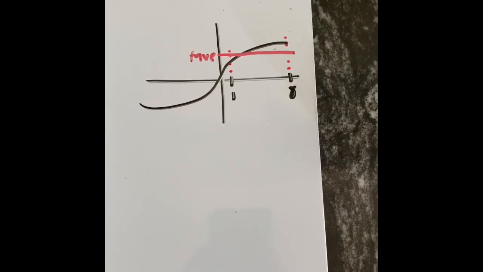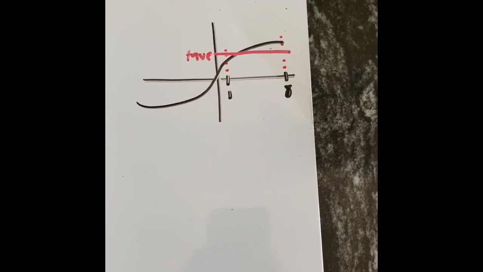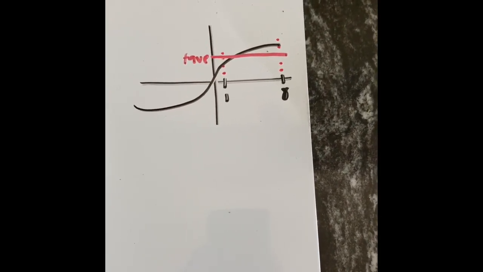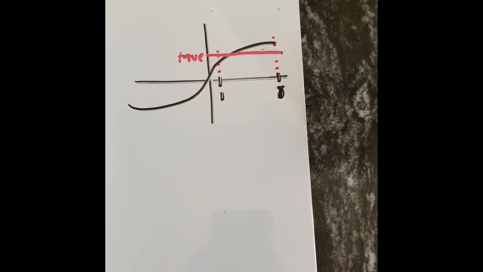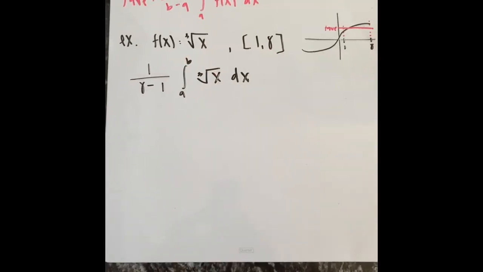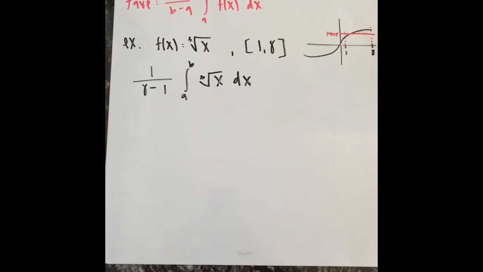Our boundaries are set at 1 and 8, which is the dotted vertical lines, and we're trying to find that solid red line, which is the function average of that graph between the points 1 and 8. Okay, now that we kind of know what was going on with the graph and with our function, we're going to plug it into our f average formula.